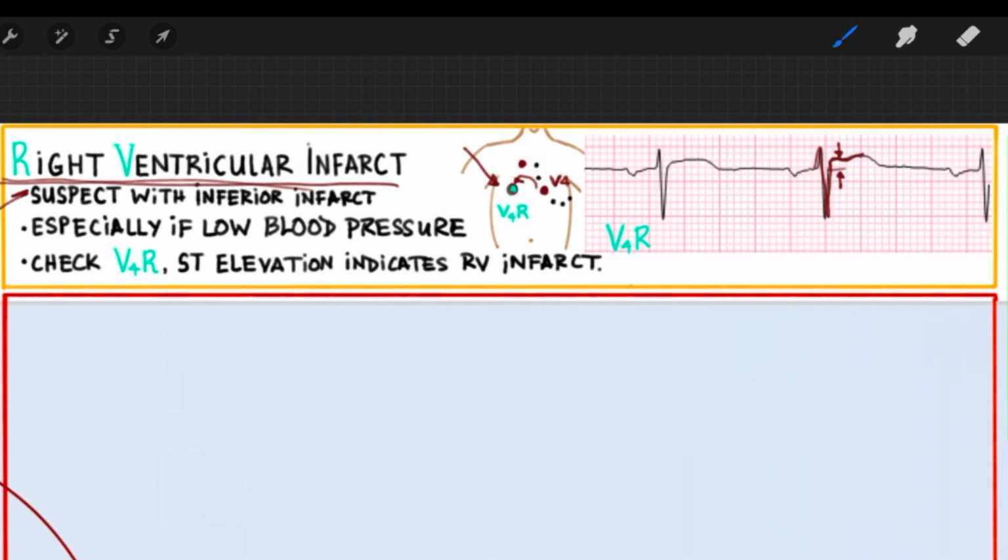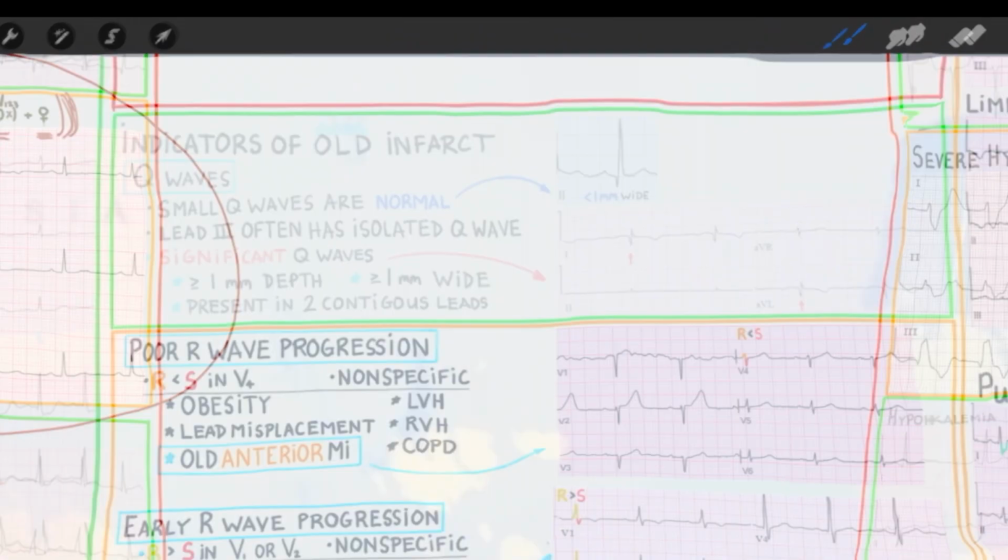So you can suspect that that's occurring along with an inferior infarct if you want to know if the RV is infarcting in the setting of an inferior infarct, but it's usually pretty obvious because if the patient has low blood pressure and a low heart rate, those things imply ongoing right ventricular infarct too. So you could suspect it with an inferior infarct or somebody having typical symptoms, and you check V4R, and if you see ST elevation, that tells you you're having an RV infarct as well.